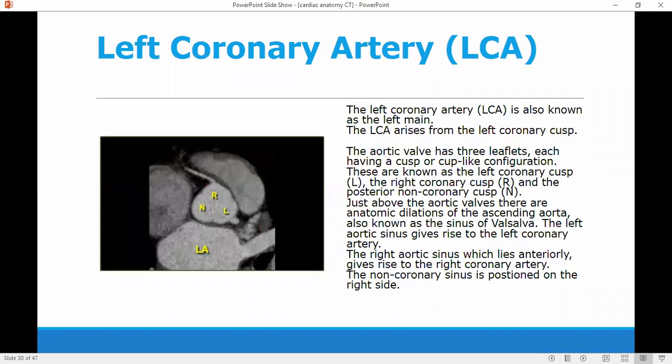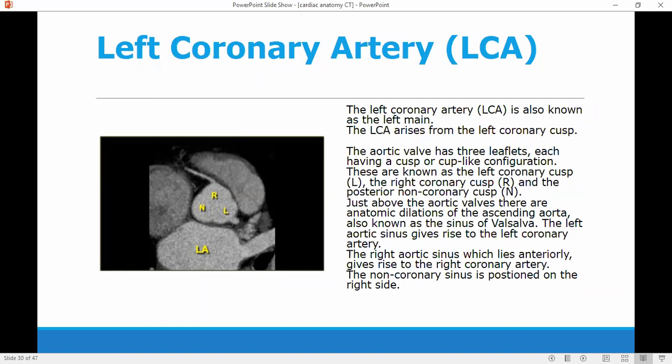Left coronary artery is also known as the left main stem or left main coronary. Left coronary artery arises from the left coronary cusp. Aortic valve has 3 leaflets, each having a cusp or cup-like configuration. These are known as the left coronary cusp, right coronary and non-coronary cusp.